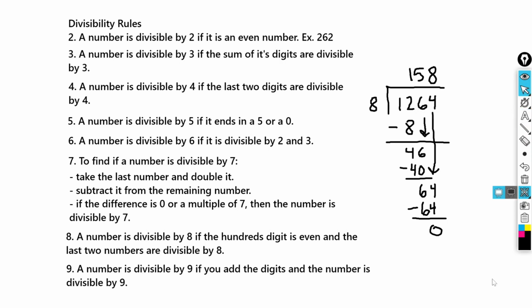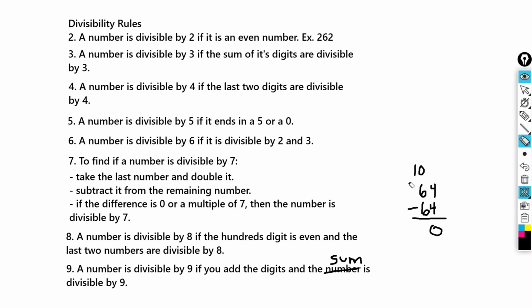Okay, a number is divisible by 9 if you add the digits, and the sum is divisible by 9. I should put sum. Let me fix that. Okay, and let's get rid of this stuff. Okay, so we want the sum to be divisible by 9.